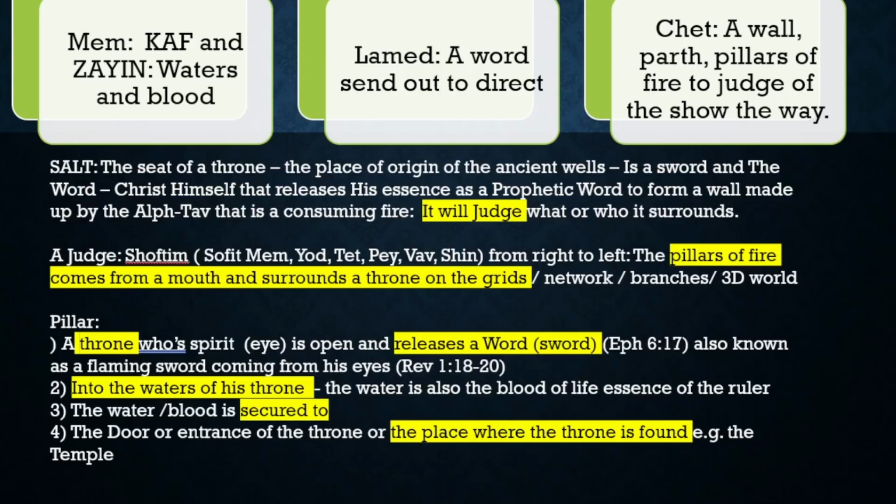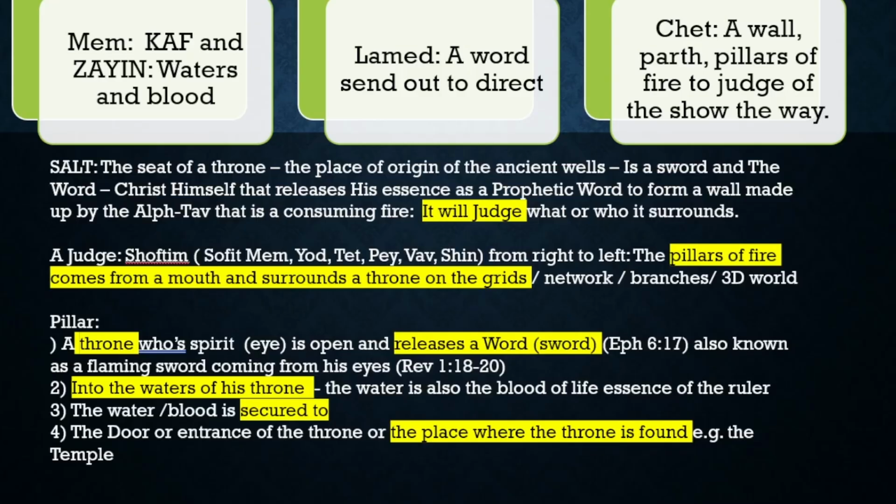Mem, kaf and zayin also mean the waters and the blood. Lamed is a word sent out to direct. Chet talks about a wall, a path, pillars of fire to judge, and it should show the way.